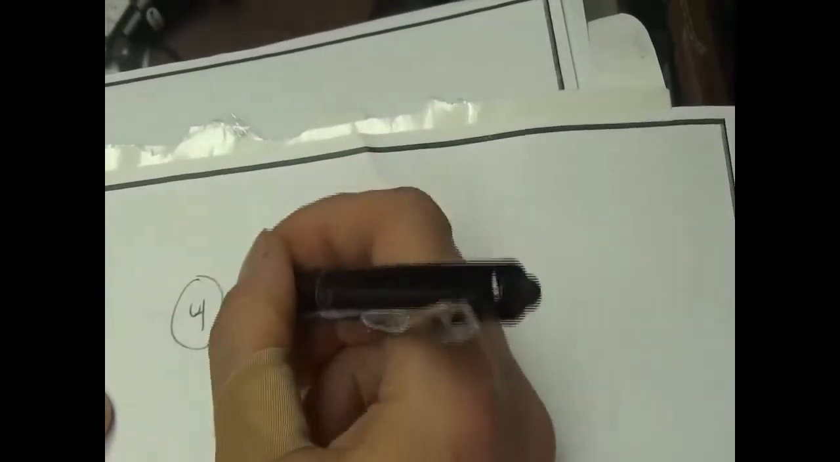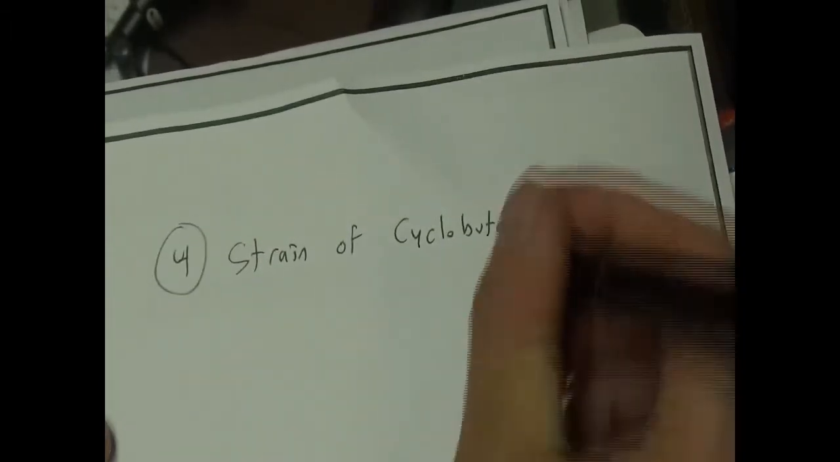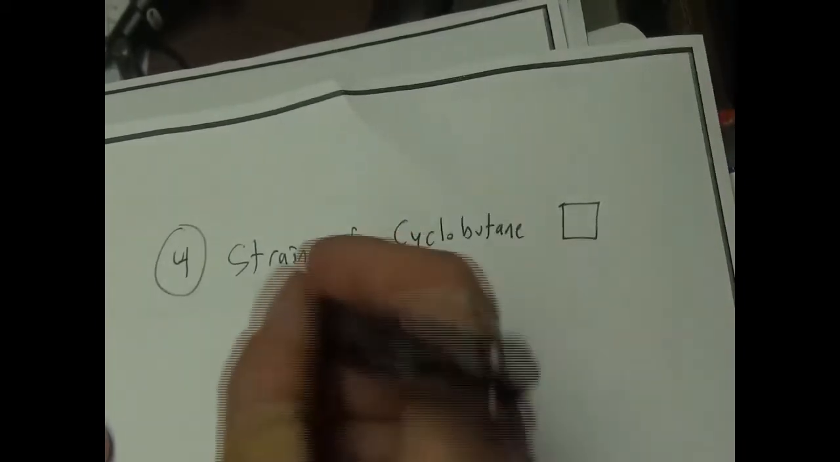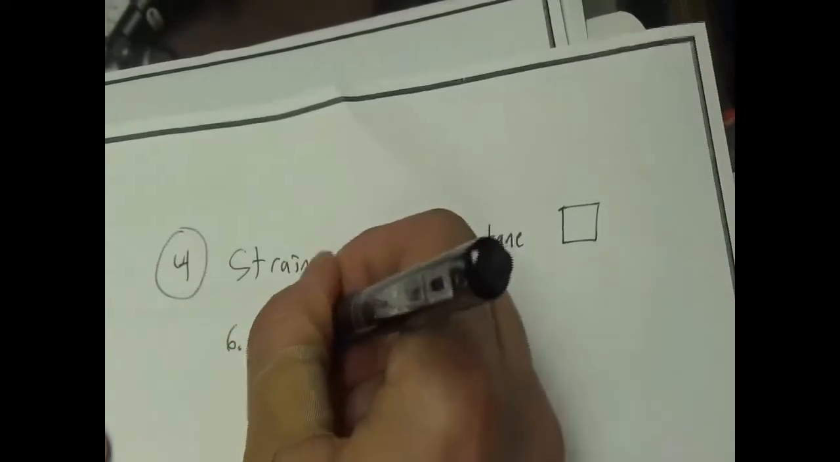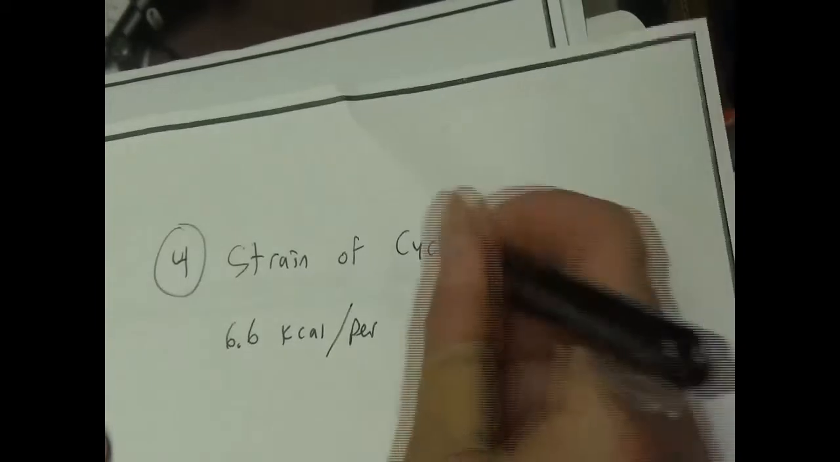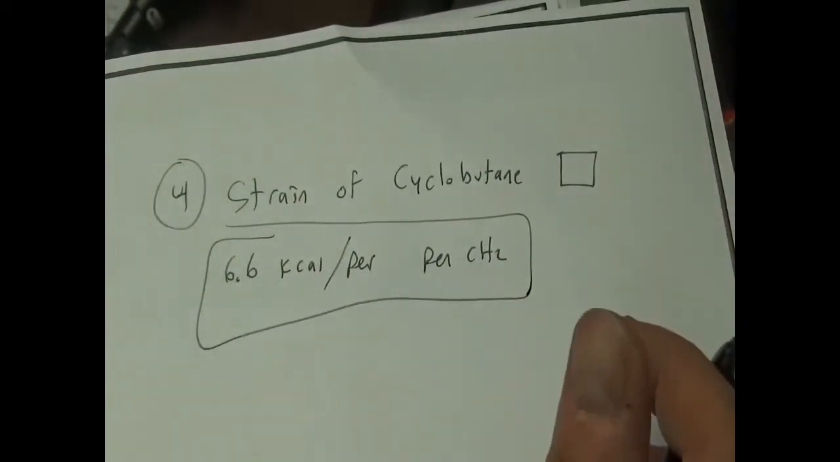Alright, so we talked about cyclopropane and the strain energy in cyclopropane. Let's talk now about number 4, which is strain of cyclobutane. How much strain was in cyclobutane, which is the little 4 carbon thing? It was 6.6 kilocalories per mole per CH2. So not as bad as cyclopropane, but it's definitely an unhappy molecule.